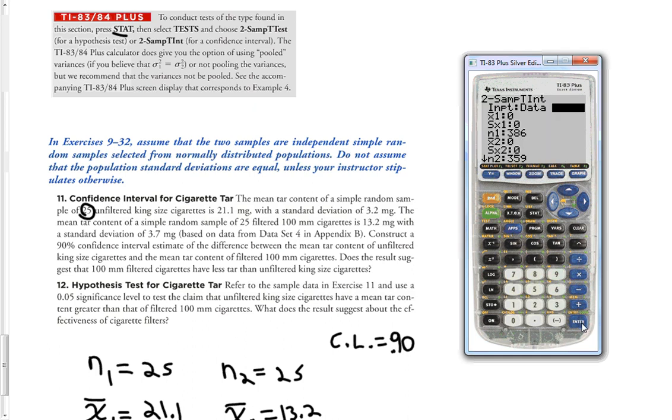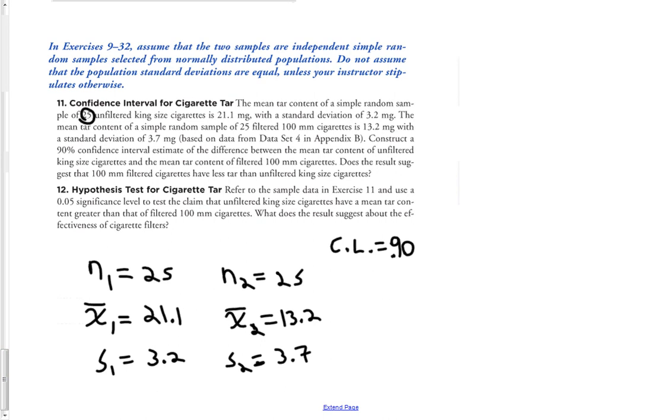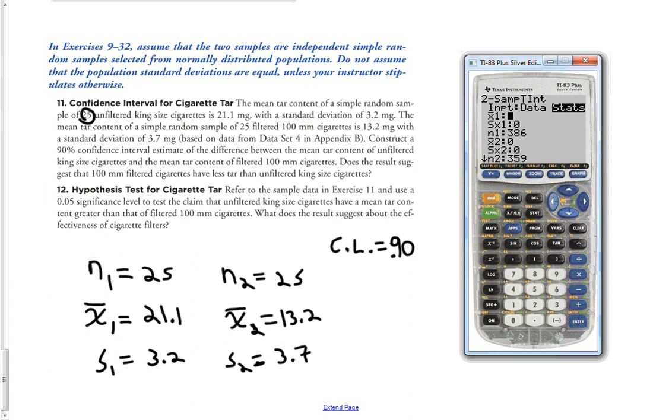When we press enter, it asks us if we have data or statistics. We have statistics. We go down and it asks for x bar 1. X bar 1 we saw down here was 21.1, so we'll type that value in, 21.1 for x bar 1. S1 was 3.2. N1 is 25. X bar 2 was 13.2. S2 was 3.7, and N2 is 25.